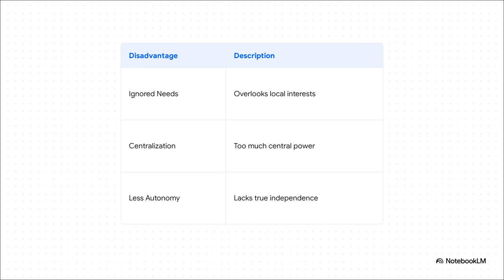The second drawback is excessive centralization. There is always a big risk that simply too much power becomes concentrated in one place, which really limits your checks and balances. And finally, less autonomy. Regional governments simply lack the true independence needed to innovate or govern themselves according to their own local culture.